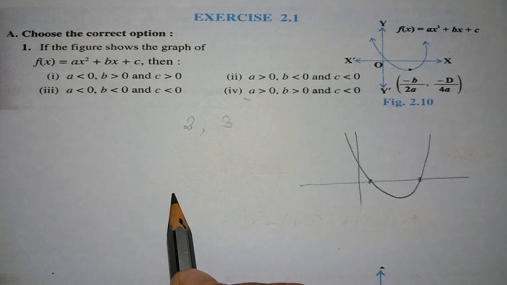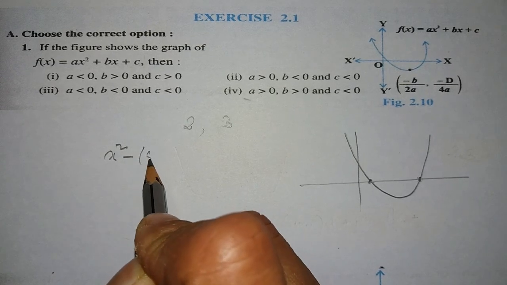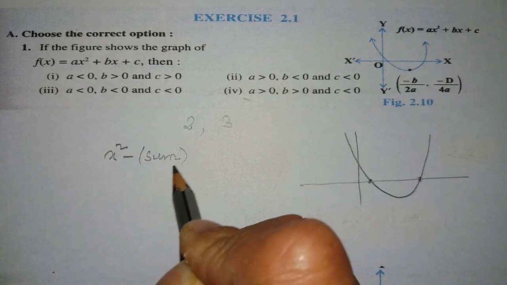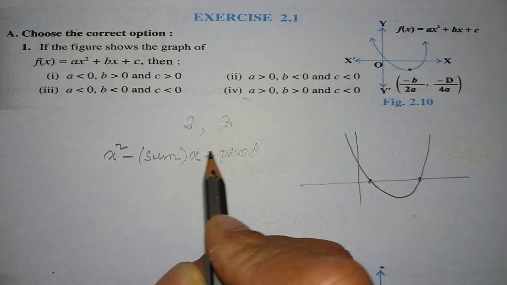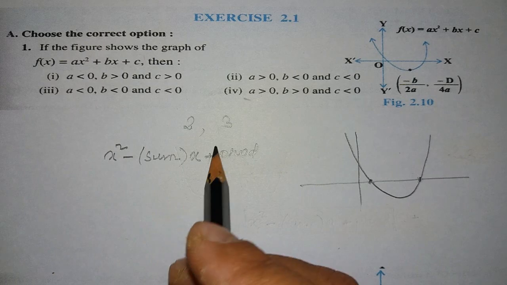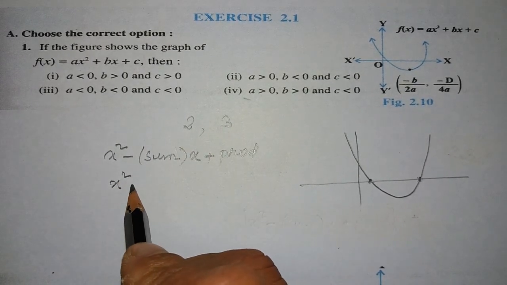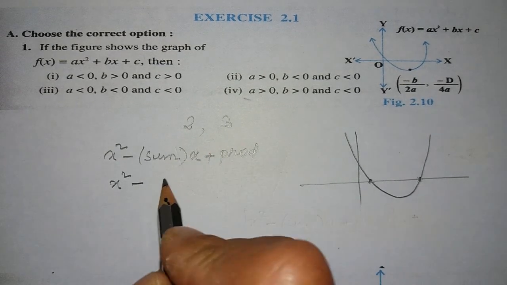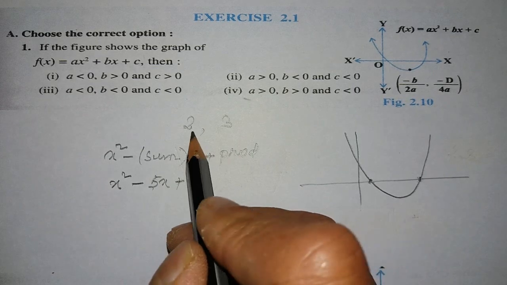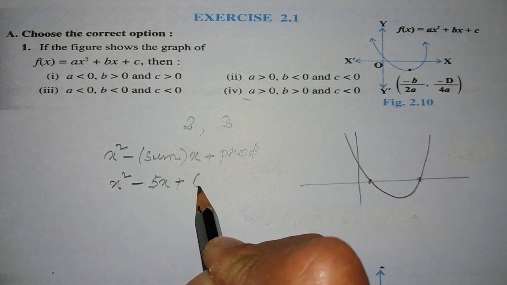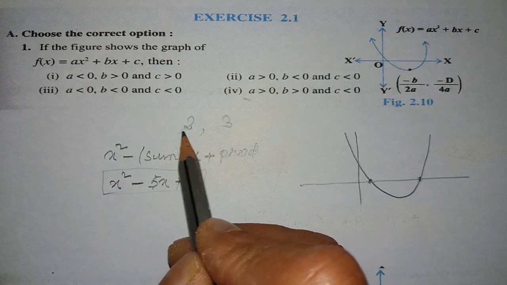Now we know that for forming the quadratic polynomial we have a formula like this: x square minus sum of the zeros, x plus product of the zeros. Now if we use this 2 and 3, then sum 2 plus 3 is 5, x plus product will be 2 into 3 is 6. Now this is the quadratic polynomial which we will get if the zeros are 2 and 3.